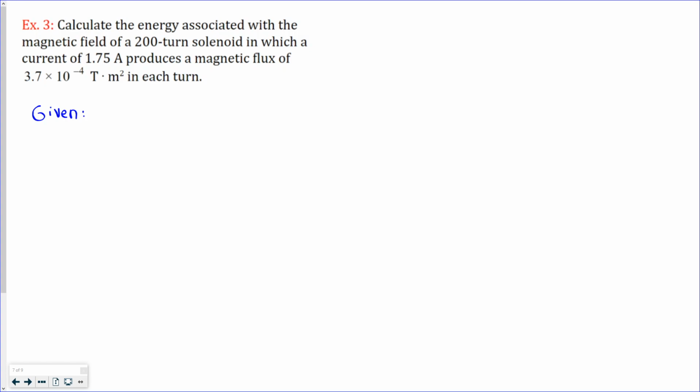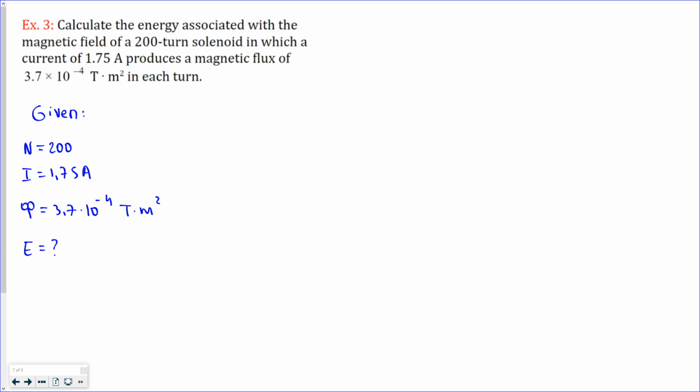Well, we have 200 turns of solenoid. Current here is 175 ampere, and it produces a magnetic flux of 3.7 10 minus 4 Tesla meter square, or we can write as a Weber, but this is in each turn, so the total flux is 200 times this, and we're asked to find an energy here.